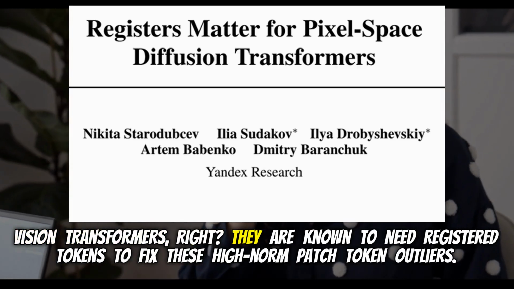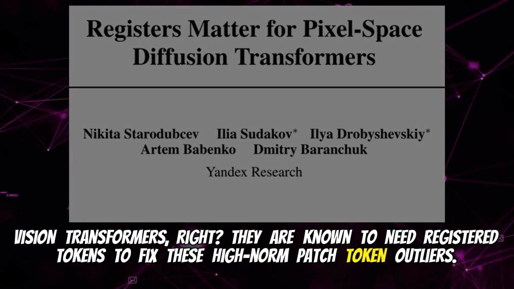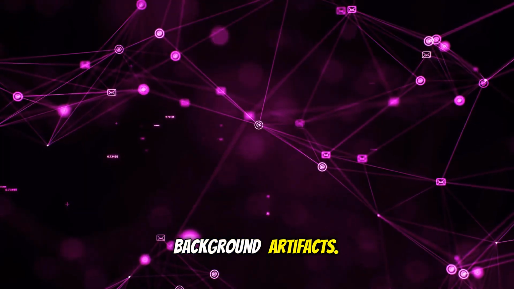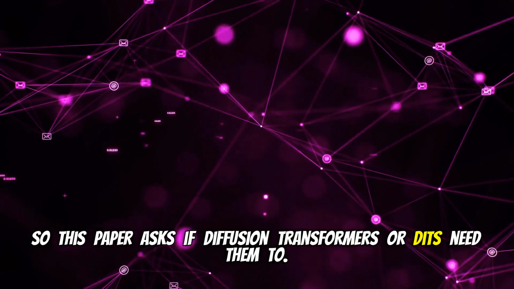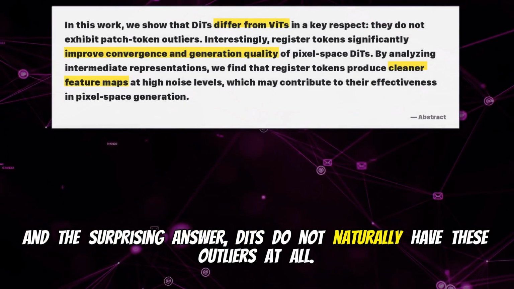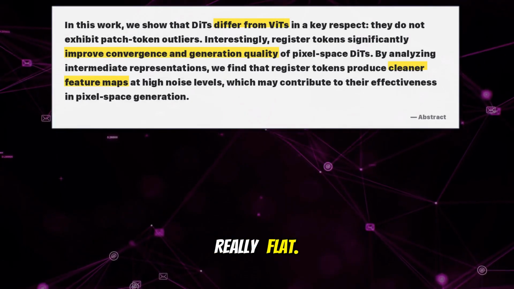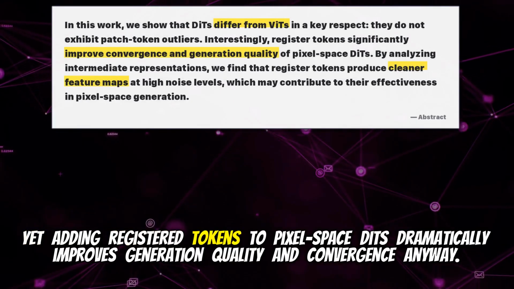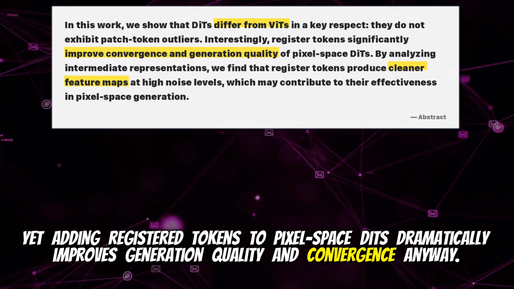Vision transformers, right? They are known to need register tokens to fix these high-norm patch token outliers. Right, background artifacts. Exactly. So this paper asks if diffusion transformers, or DiTs, need them too. And the surprising answer: DiTs do not naturally have these outliers at all. Their patch norms are completely uniform. Completely flat. Yet adding register tokens to pixel space DiTs dramatically improves generation quality and convergence anyway.